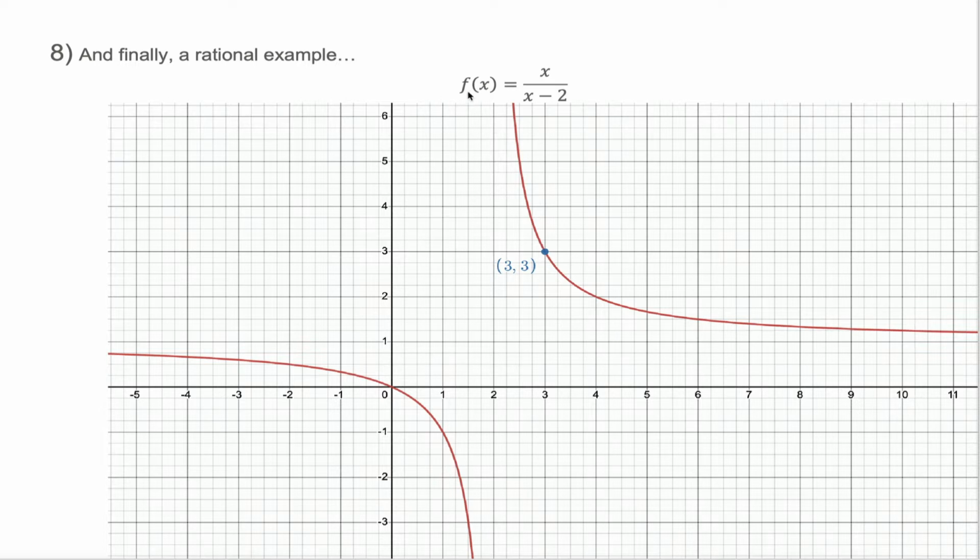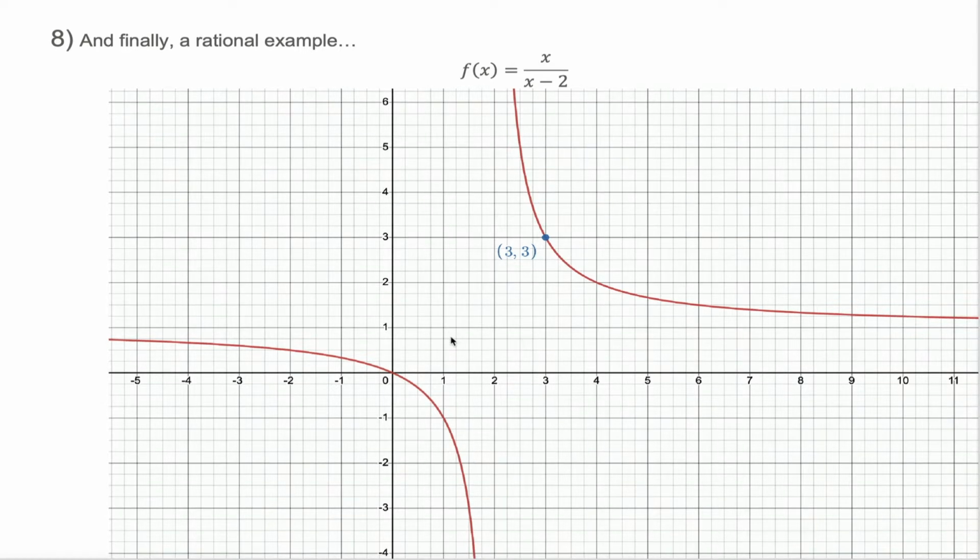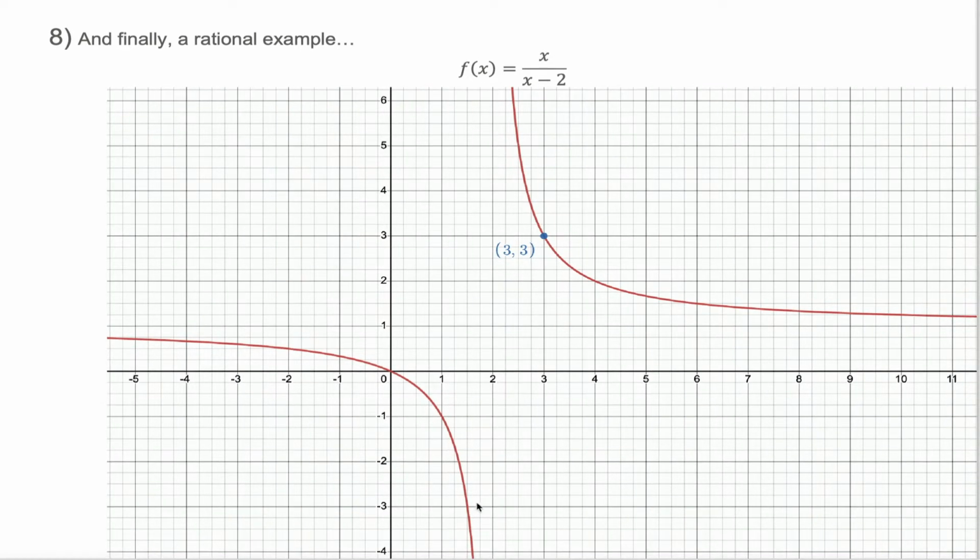Without further ado, here's my function. f of x equals x divided by x minus 2. This is what's called a rational function because it kind of looks like a fraction. And it's an interesting function. This function has a vertical asymptote at 2. It's got an x-intercept and a y-intercept at 0. It appears to go through this point (3, 3).